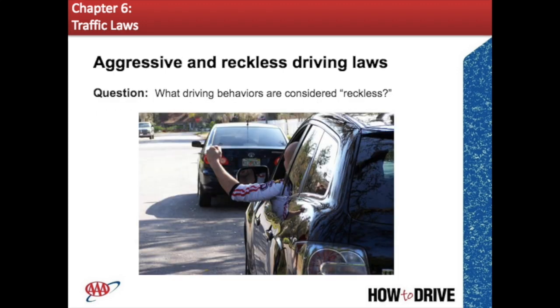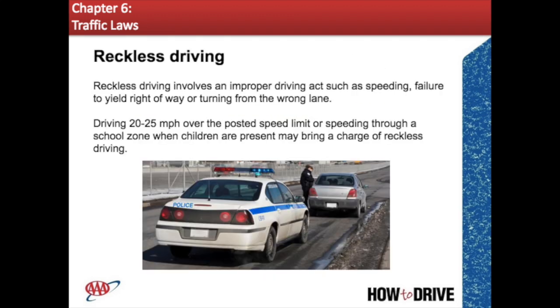Let's move on to aggressive and reckless driving laws. We'll start with reckless driving. Reckless driving involves an improper driving act such as speeding, the failure to yield a right-of-way, and turning from the wrong lane. Driving 20 to 25 miles per hour over the posted speed limit or speeding through a school zone when children are present may bring a charge of reckless driving. It is the conditions that prevail when the act is committed that make the act reckless rather than an ordinary violation of a traffic law.